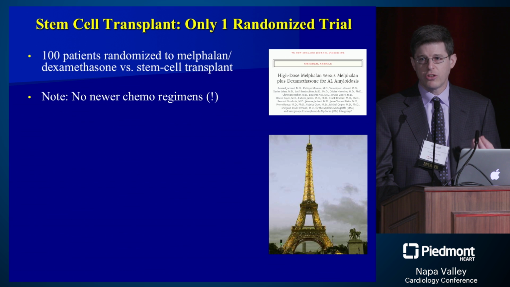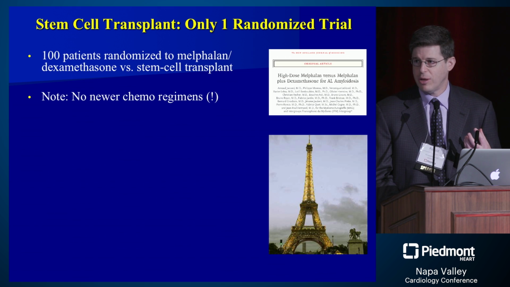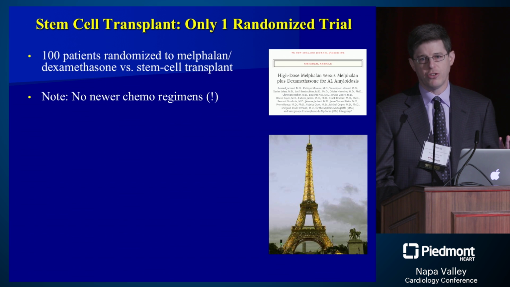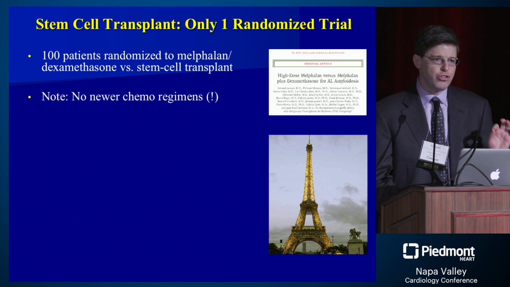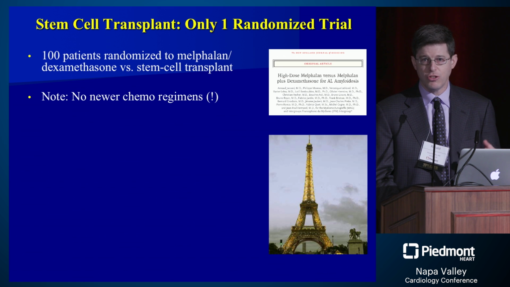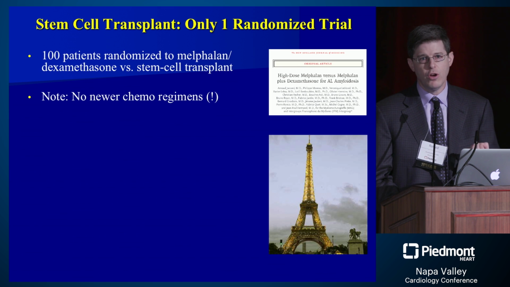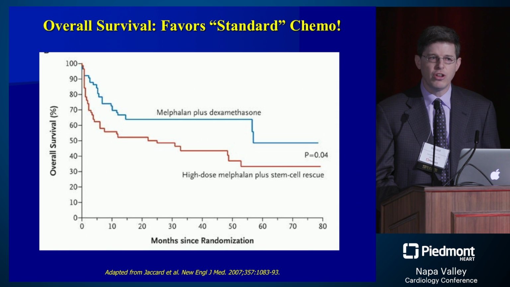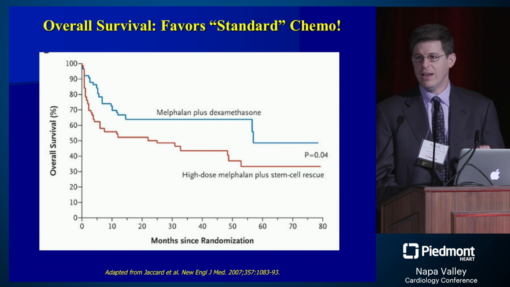There was a long time where the thought was, gee, if you have this disease, you got to try to get them to stem cell transplants, and it was based on a bunch of observational data. And there was a single randomized study that looked at this. It was done in France of 100 patients who were randomized to the state-of-the-art chemotherapy at the time, which was melphalan and dexamethasone, versus stem cell transplants. And to everyone's surprise, the group that actually did better was the group on the standard chemotherapy, not the stem cell transplant.